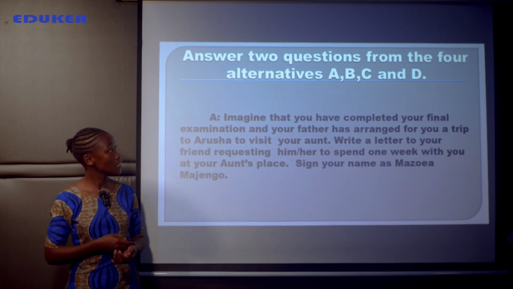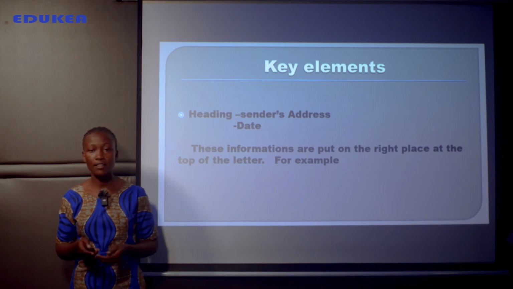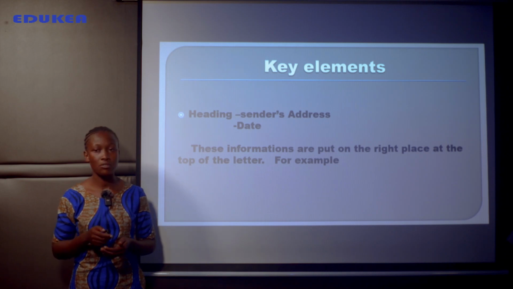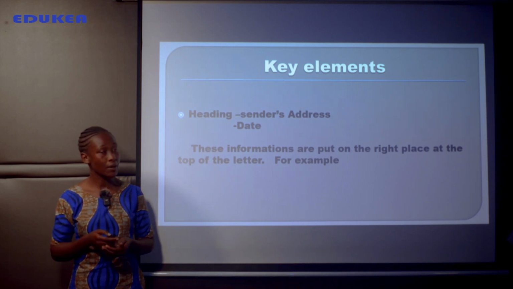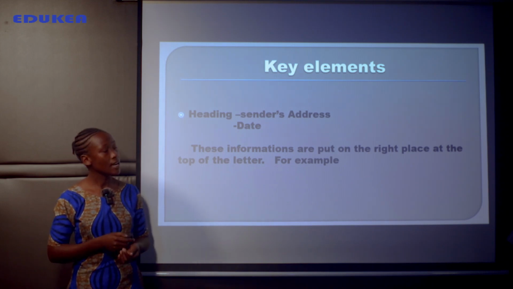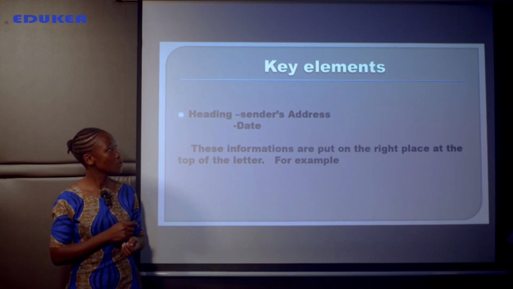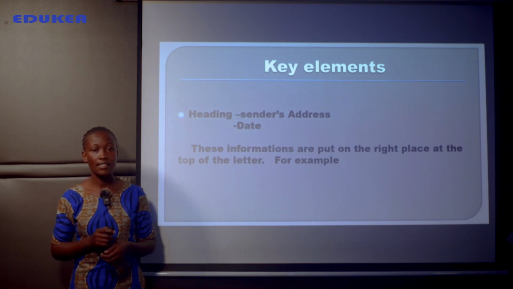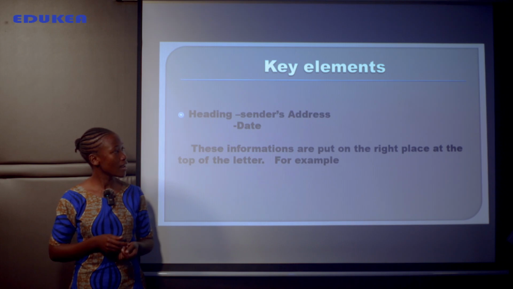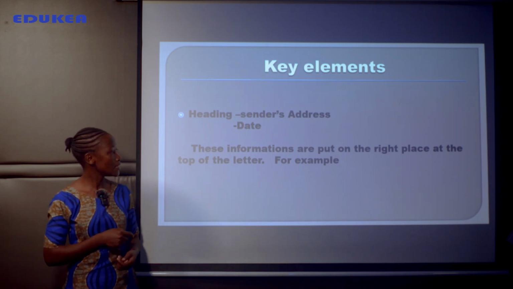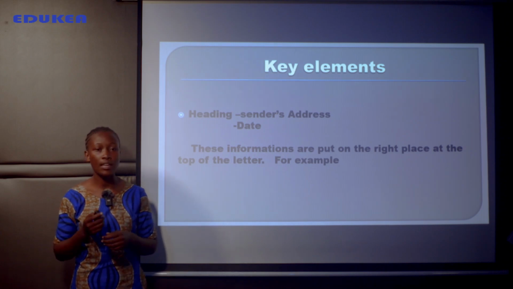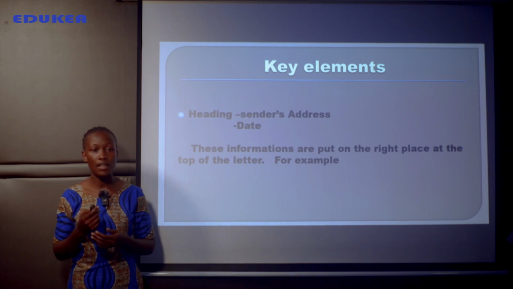So in answering this question, let us have a look at the key elements or key themes to consider in writing a friendly letter. The first one is heading. In a friendly letter, heading consists of sender's address and date. This information is put on the right side at the top of the letter.